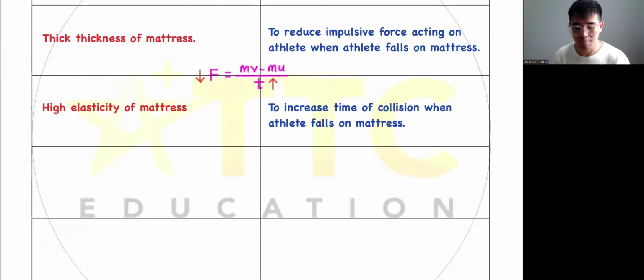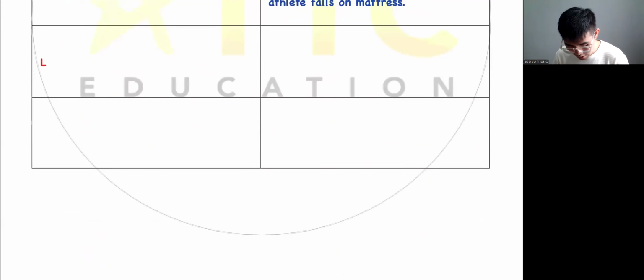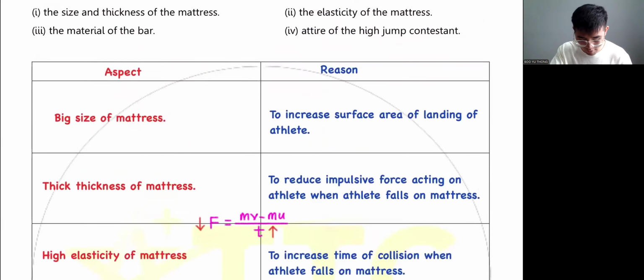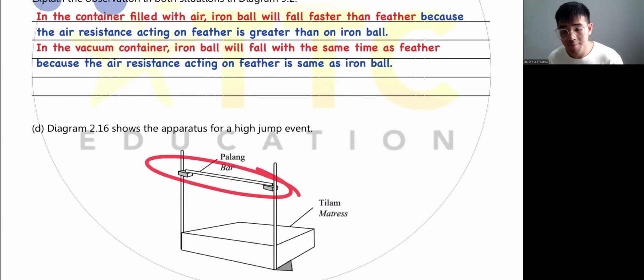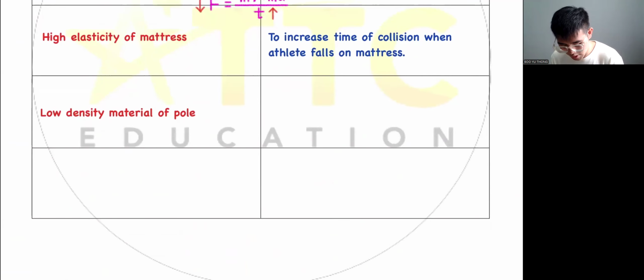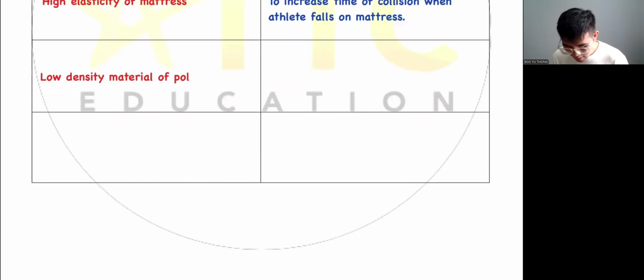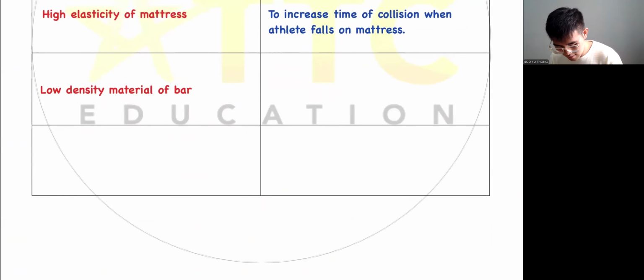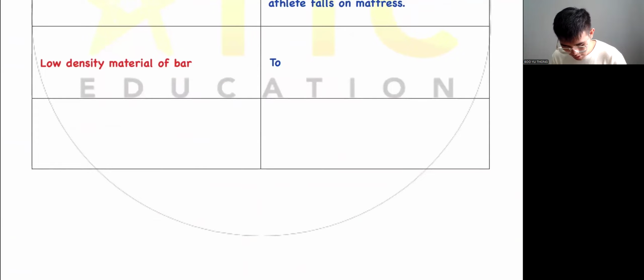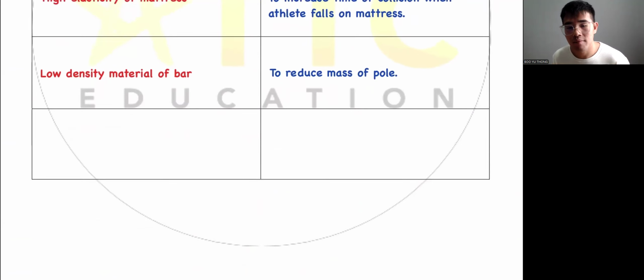But if the question asks for material, you don't really have to give the name of the material. You can give the characteristic of the material. So you can say low density material for the bar. This bar is not the pole of the pole vault; it's the one on top over here. Low density, why? Because low density material will be lighter in mass. Or you can say to reduce the mass of the bar.